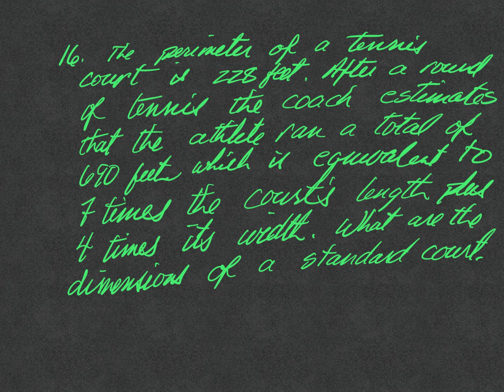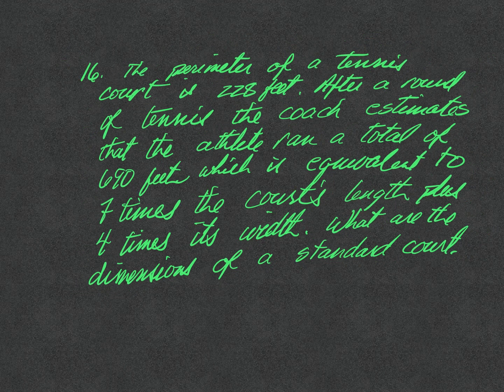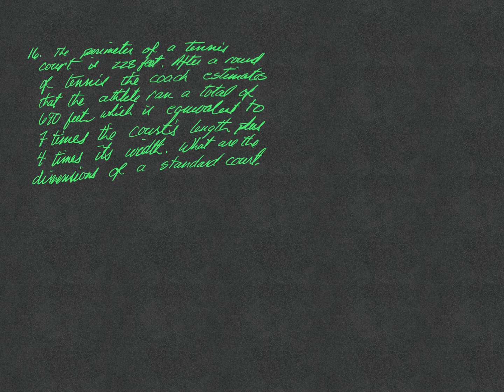So in this one, you have the perimeter of a tennis court is 228 feet. After a round of tennis, a coach estimates that an athlete ran a distance of 690 feet, which is equivalent to 7 times the court's length plus 4 times its width. And they want to know, what are the dimensions of the standard court? Okay? So there's the problem.